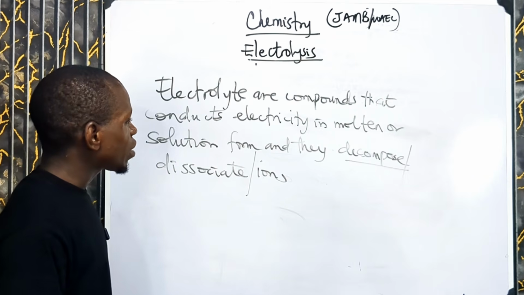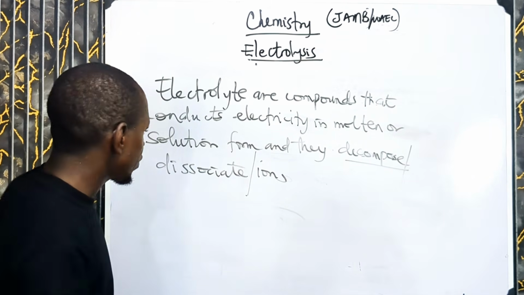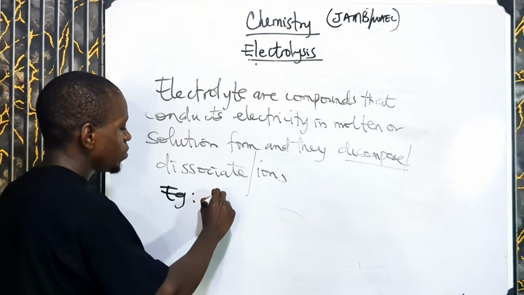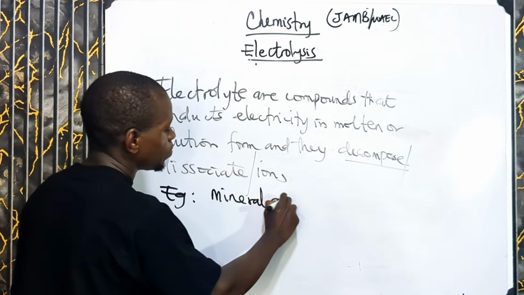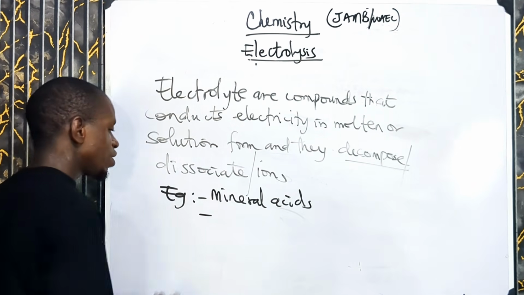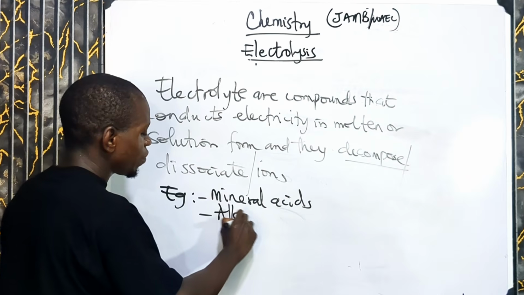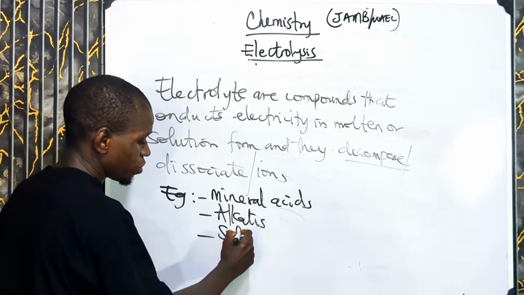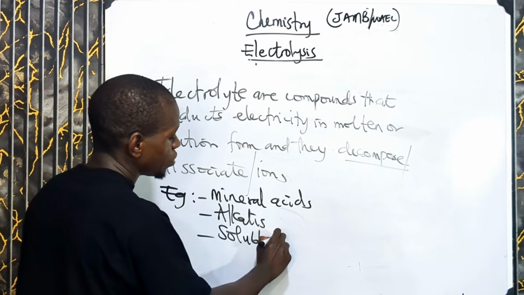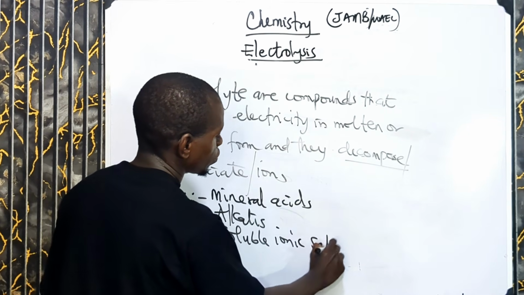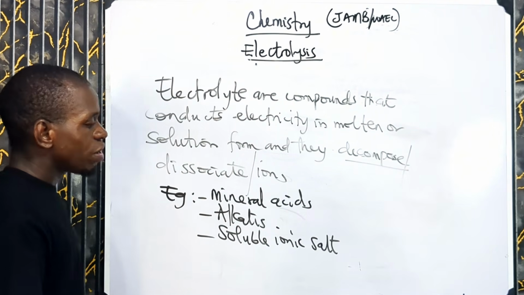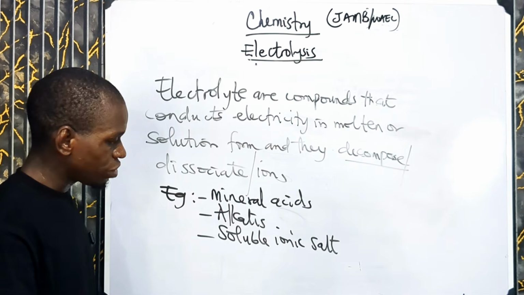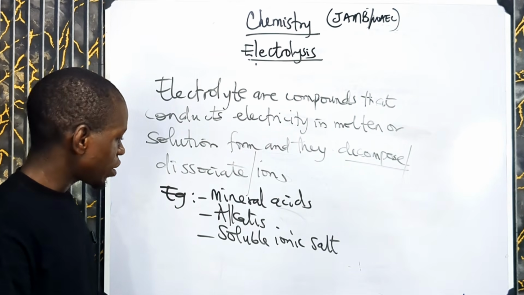Now, what are the examples of electrolytes? Electrolytes can be gotten from your mineral acids. I'm going to break it down fully later. Then two, you can get it from your alkalis. And three, it can also be gotten from the soluble ionic salts. So these are the three things that can easily give us our electrolytes.